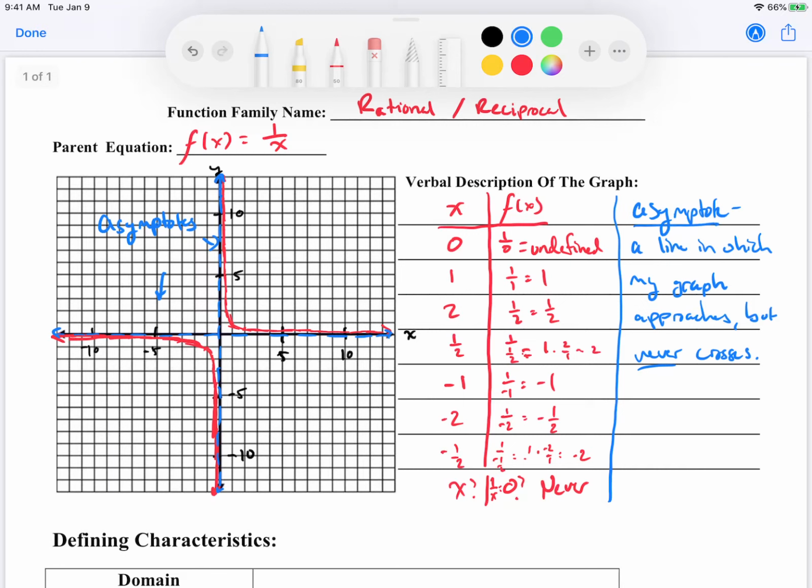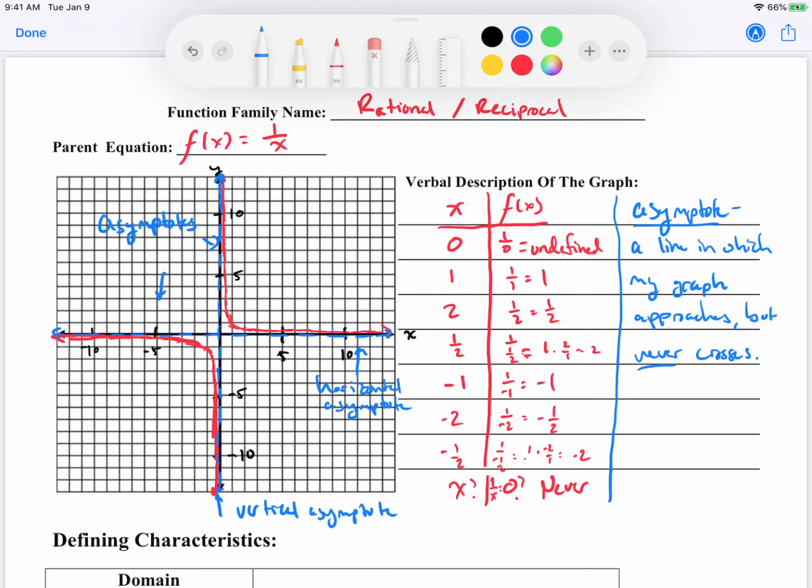Now there's three types of asymptotes, and we'll talk more about that later. This first one, again, is a vertical line. This right here is called a vertical asymptote. And this one right here is called a horizontal asymptote, because it's a horizontal line that my graph will never cross.